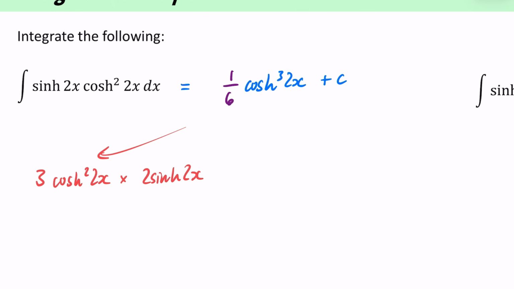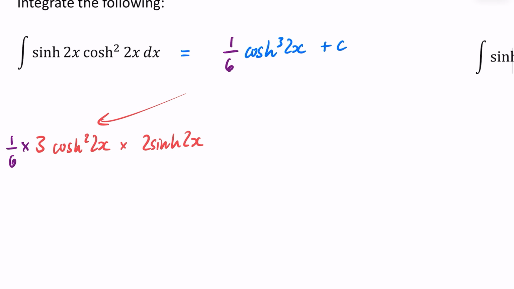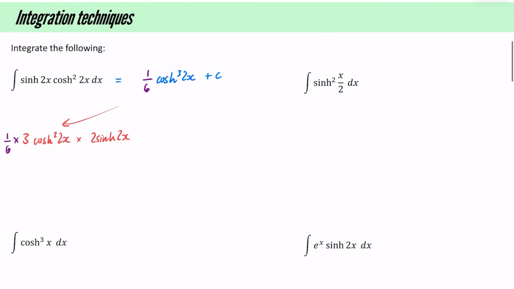If you want to check that this works when you differentiate it, there will be an extra 6th at the beginning, which then means we return to the thing that we were looking for. So this was an example of the reverse chain rule.